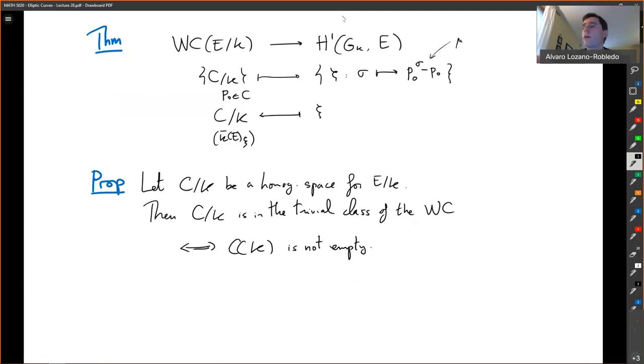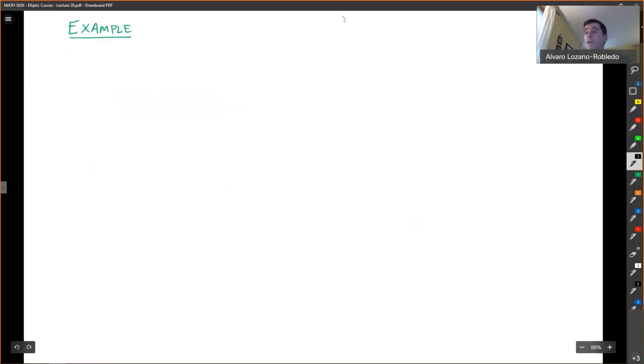Okay, and let's go back to an example here. Let's take E to be an elliptic curve, and we have a quadratic extension.